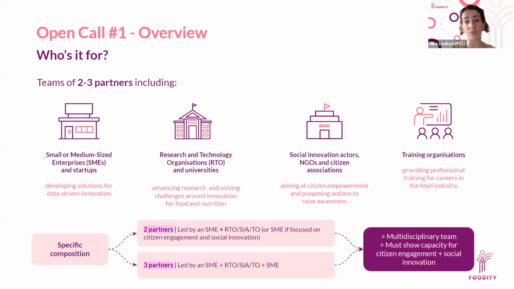The consortia must be made up of 2 to 3 entities. In the case of 2 entities, that can be 2 SMEs. However, if you are building a consortium of 3 entities, then the third partner must be a nonprofit. So that means it could be a nonprofit training organization, an NGO, or a public research institution.